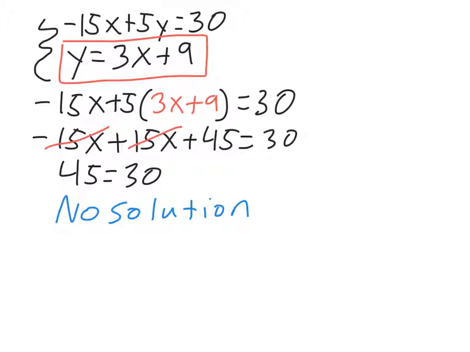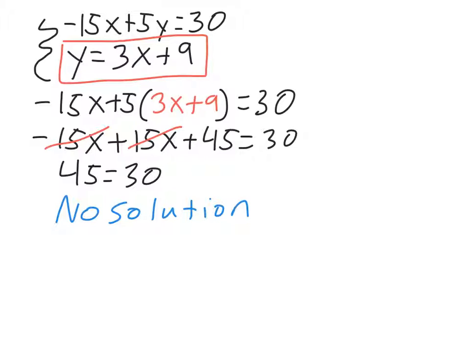So if you end up with a number that equals itself, it's infinitely many solutions. If you end up with a number that's not equal to itself, it's no solution. Now, I did say you could say the number of solutions. Remember, if you actually get a solution where you have x and y, that is one solution. So those are the three types you can have.